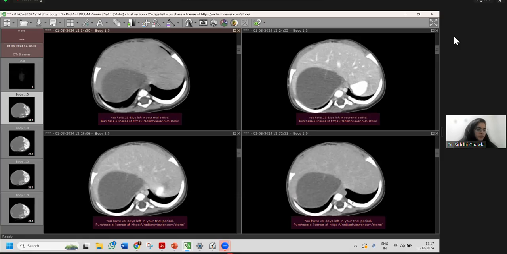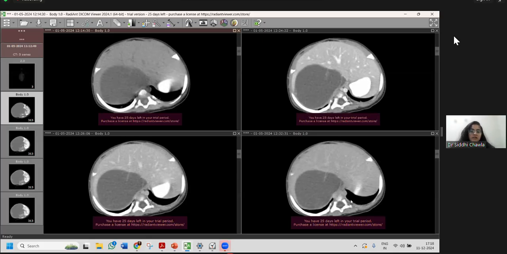So let me see what you people have seen. Okay, somebody has told me hydatid cyst. We have a cyst with septations. We have hydatid. We have some embryonal rhabdomyosarcoma. We have mesenchymal hamartoma.